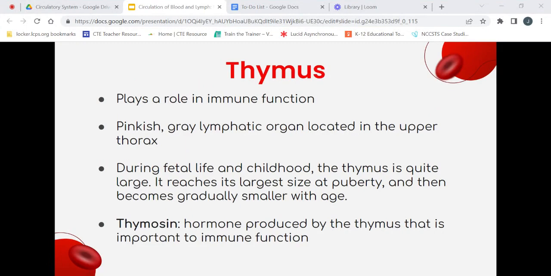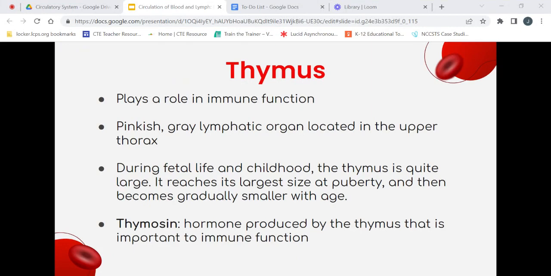Finally, we have the thymus, which is part of the lymphatic system and plays a role in immune function. It's a pinkish gray lymphatic organ located in the upper thorax. During fetal development and childhood, the thymus is very large. It reaches its largest size at puberty and then becomes gradually smaller with age.